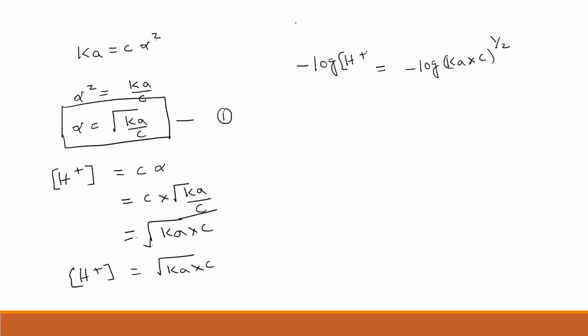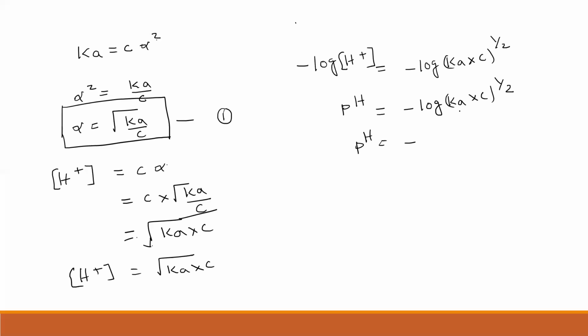What is this? The negative logarithm of H plus is pH. So the pH is equal to minus log of (Ka into C) power 1 by 2.